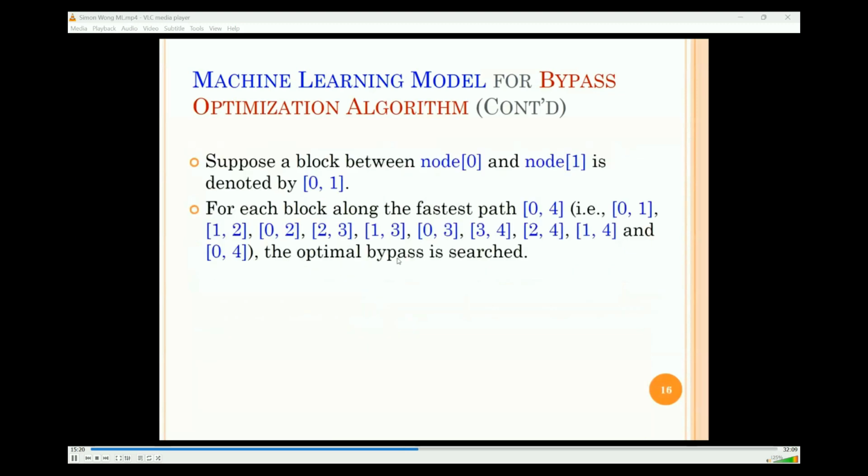I suppose a block between node of 0 and node of 1 is denoted by this [0,1], with a square bracket here. So we show blocks along the fastest path from node of 0 to node of 4. We have these blocks: [0,1] block, [1,2] block, [0,2] block, [2,3] block, [1,3] block, [0,3] block, [3,4] block, [2,4] block, [1,4] block, and [0,4] block. And the optimal bypass is searched. So what does it mean by optimal bypass?